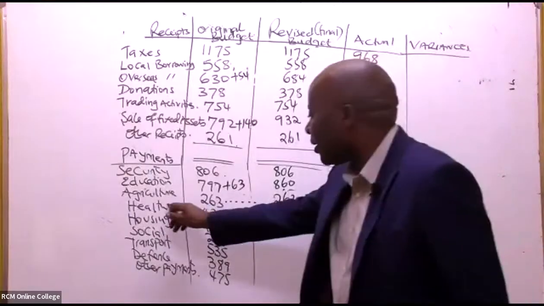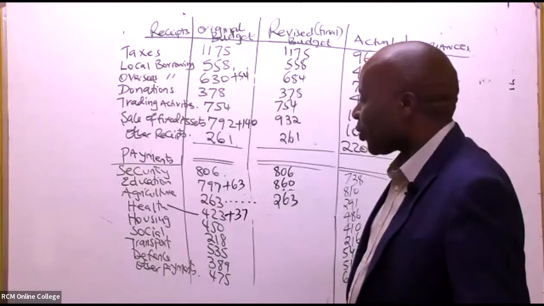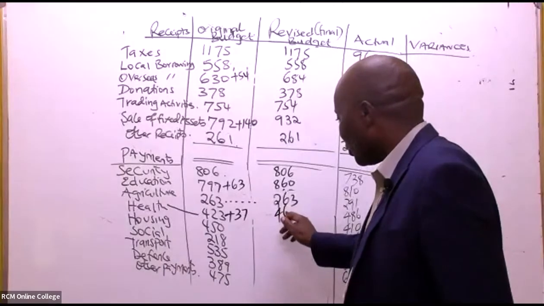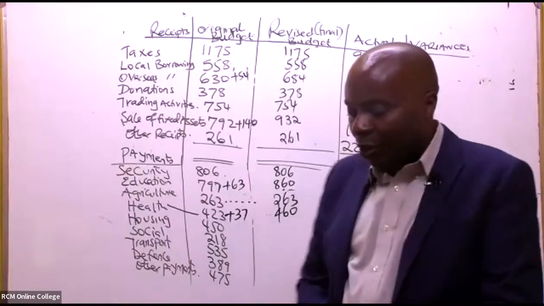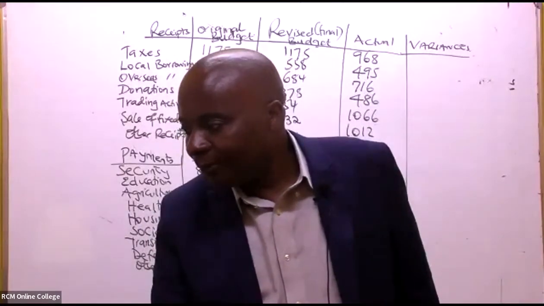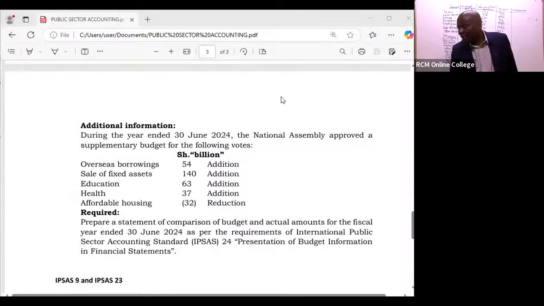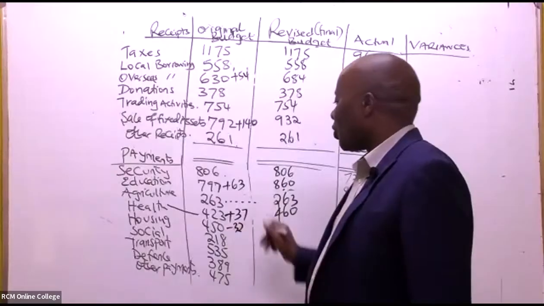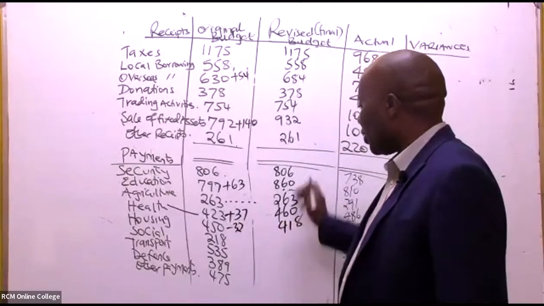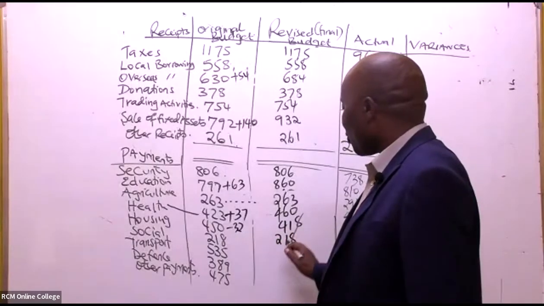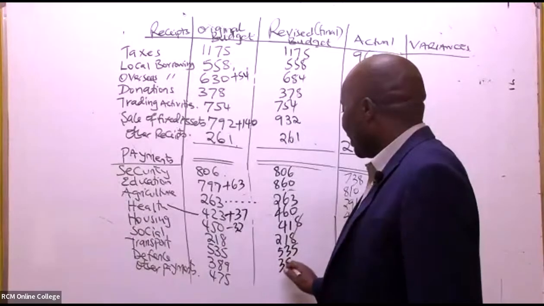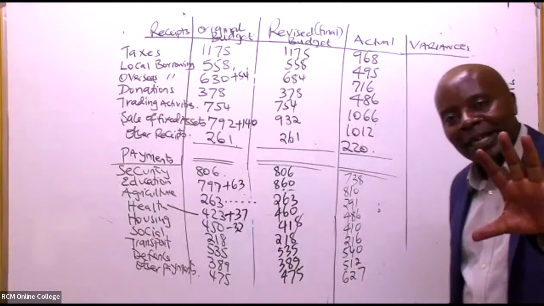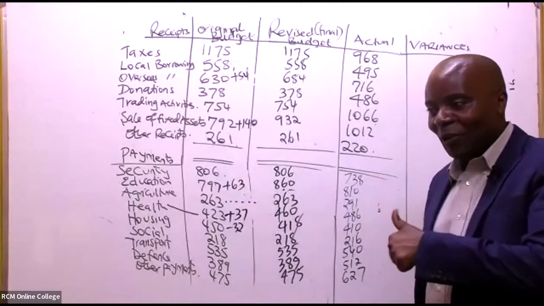How about housing? Or rather health, first of all. Sorry, my board is not, yeah. So health will now be 423 plus 37, which gives me 460, right? Thank you so much. And then, of course, we know what is happening to housing. Affordable housing is a 32 reduction. So minus 32. Can you kindly give me a number to write here? 418. Thank you so much. Now all the others, no changes: 218, 535, 389, and then 475. Ladies and gentlemen, are we now in agreement up to here?